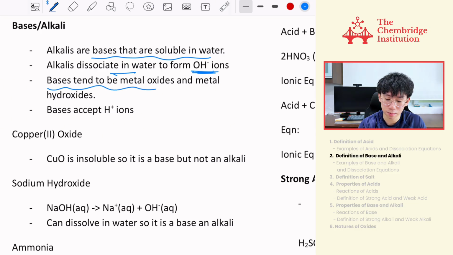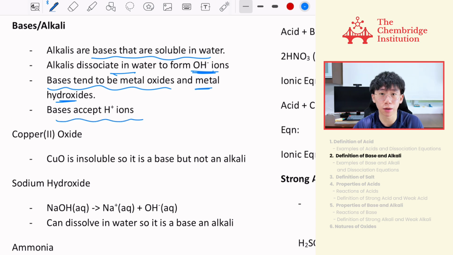Our bases tend to be metal oxides and metal hydroxides. These tend to be insoluble oxides and hydroxides. And our bases, by definition, accept H+ ions. And remember, H+ ions came from acids. So if bases are able to accept H+ ions, generally, bases are able to react with acids. So the definition of a base is that it can accept H+ ions.